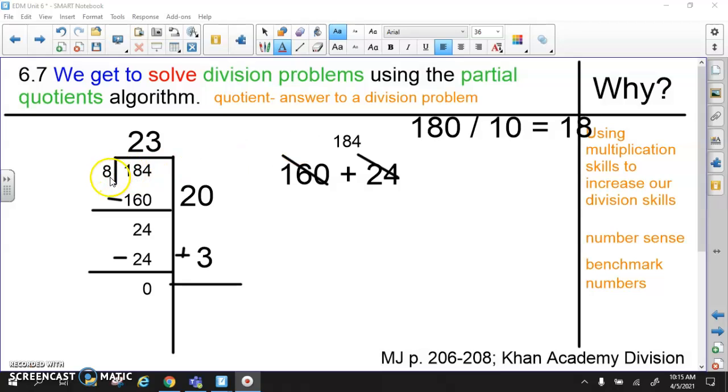Here's an idea as well, just to give you a thought about quotients: the higher the number that you're dividing by, the lower your quotient is going to be. So if I divide 180 by 10, that number is going down to 18, right? If I divide 180 by 20, it's going to be 9. That's right.